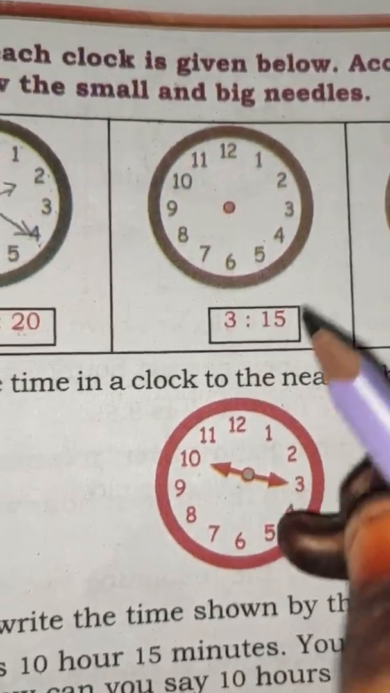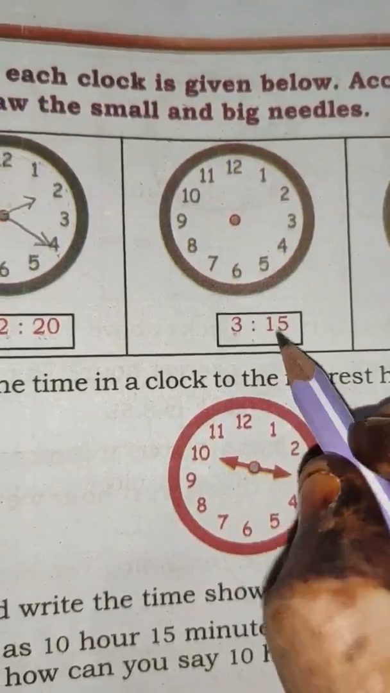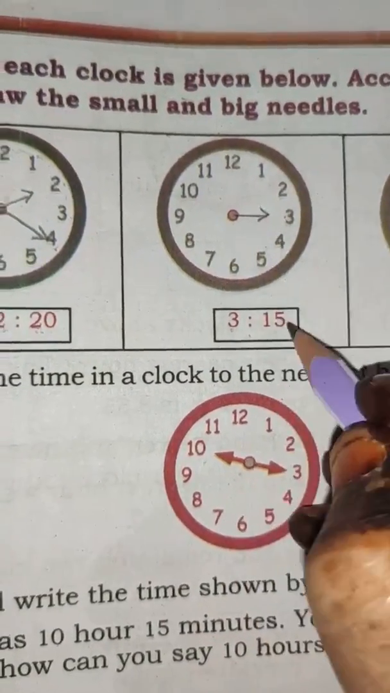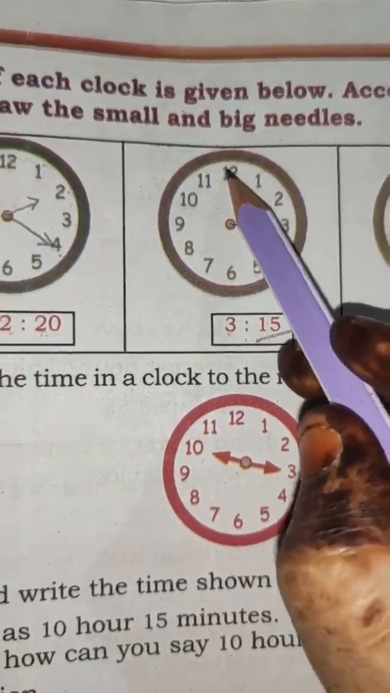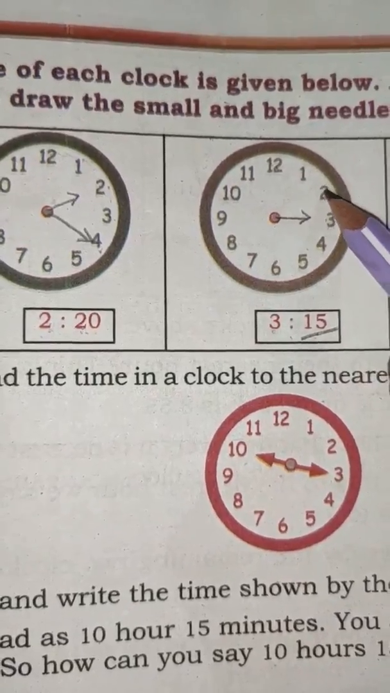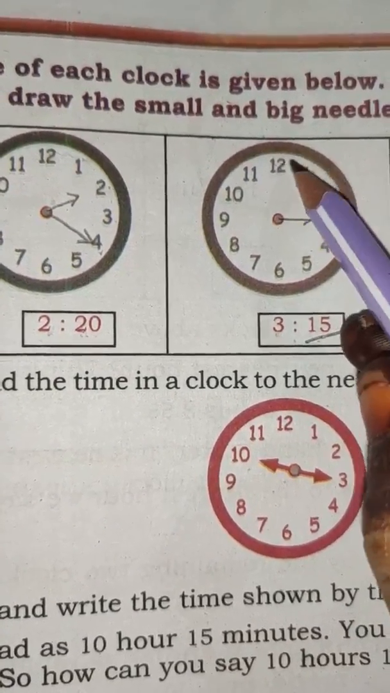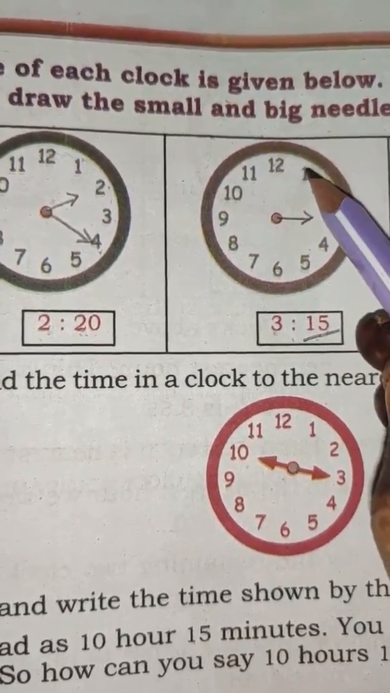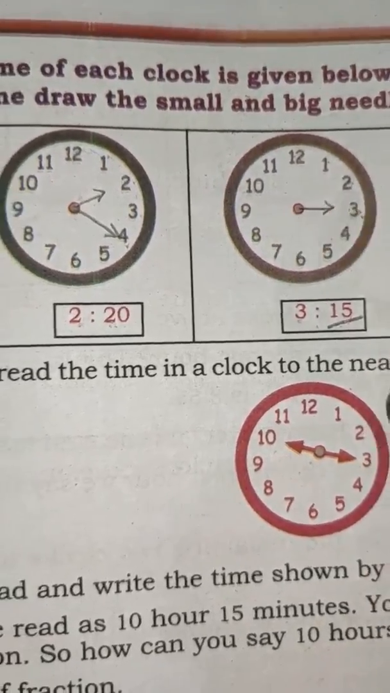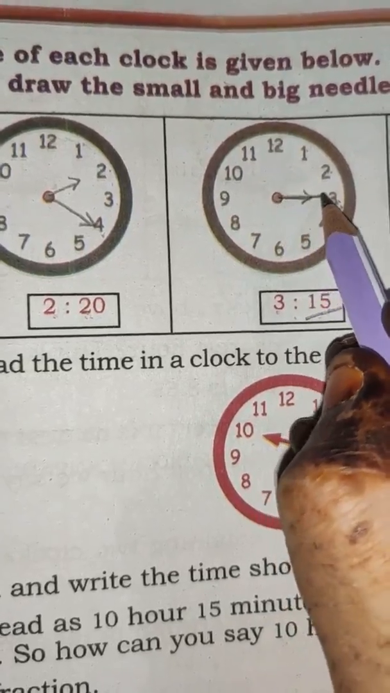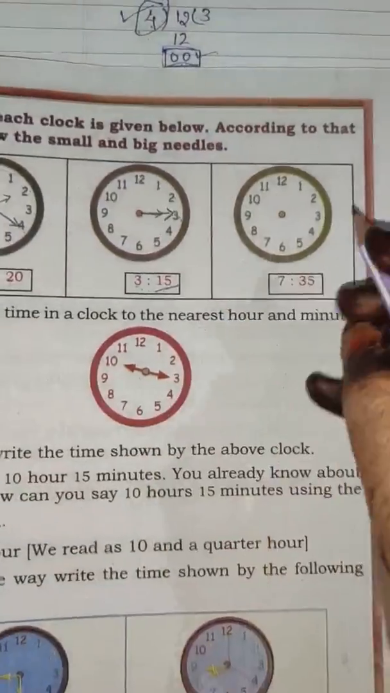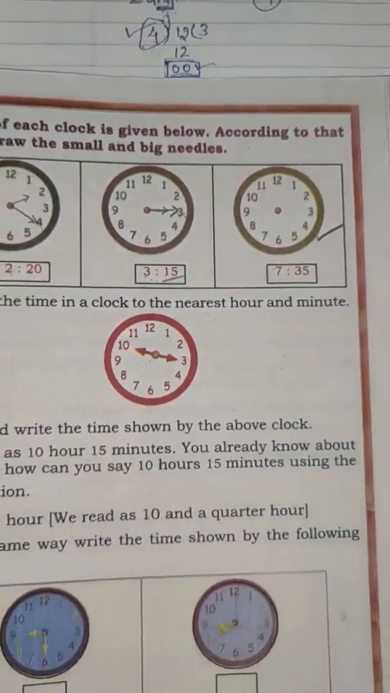In the same way, now come to this one. 3 hours 15 minutes. So 3, here it is 3. We'll draw a small needle. 15 minutes, from 12, 5 plus 5 plus 5. See here, 15 minutes they are saying. So 5, 10, 15. So we have to draw the bigger needle here only. It is 3:15. In the same way, children, you just draw the needles for this clock based on the given time.